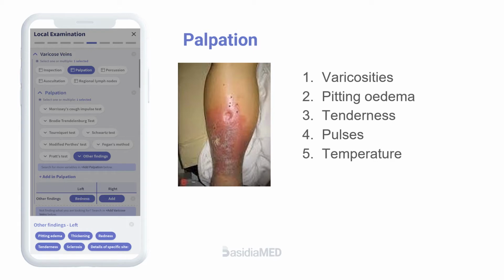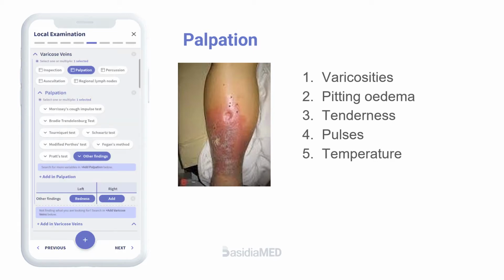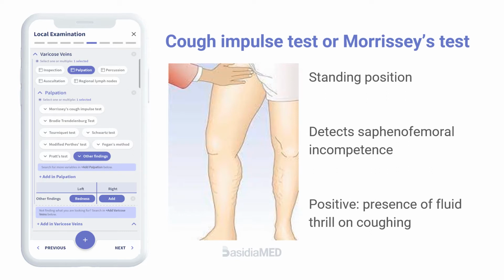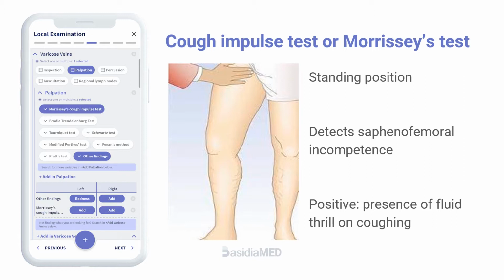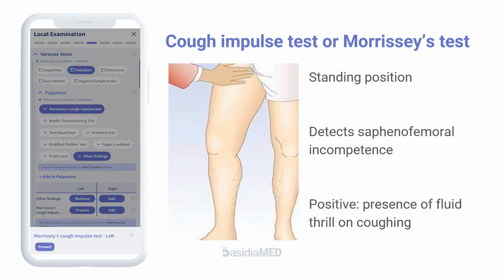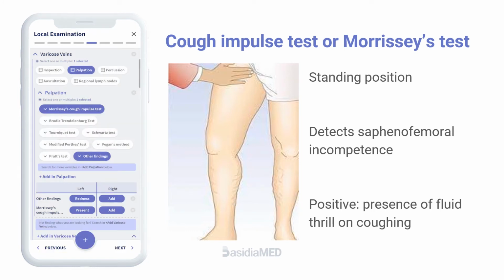Raised temperature indicates infection. Special tests are performed for assessing the level of incompetence of valves and perforators. The Morrissey's test detects saphenofemoral incompetence. It is done in standing position. Examiner keeps a finger at the saphenofemoral junction and asks the patient to cough. Presence of fluid thrill indicates saphenofemoral incompetence.